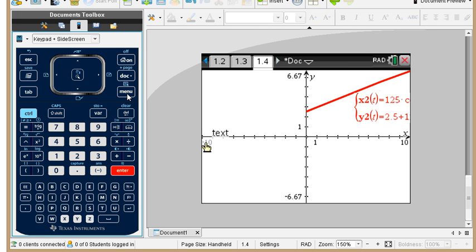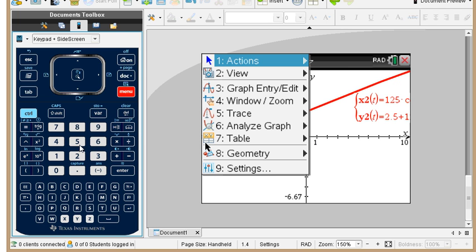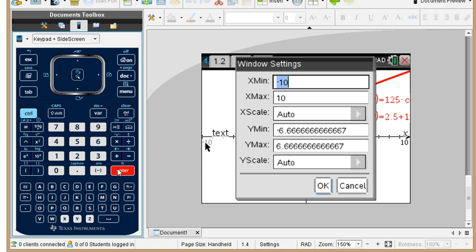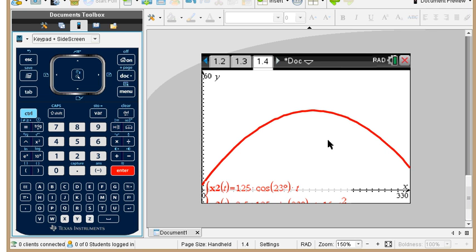So I'm going to change the window. I go to menu, zoom, window settings, and we're going to go from x equals 0, and our fence is 310 feet away, but I'm going to put 330 just to make sure we have enough room. And then for y max, I think 60 feet should get it. Then we go to OK, and we see the flight path of the ball. I think this should do the job. And then we can just pick things out as we go.